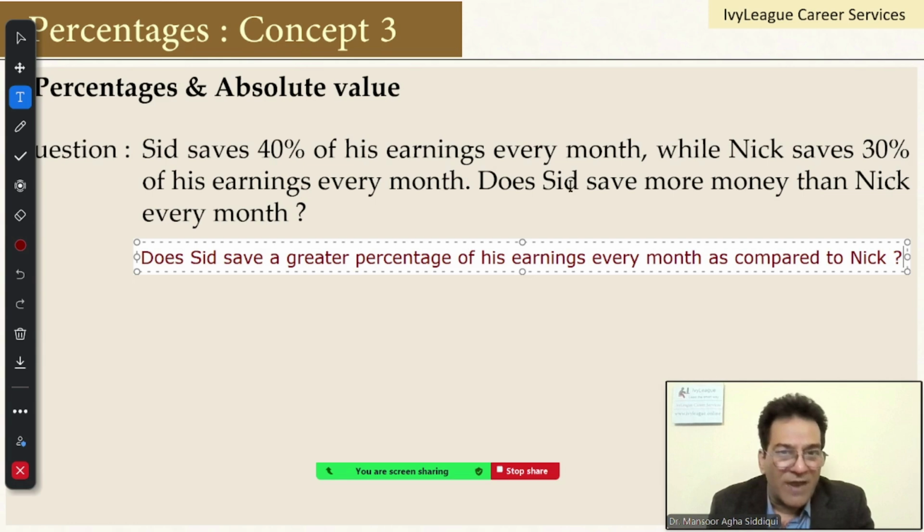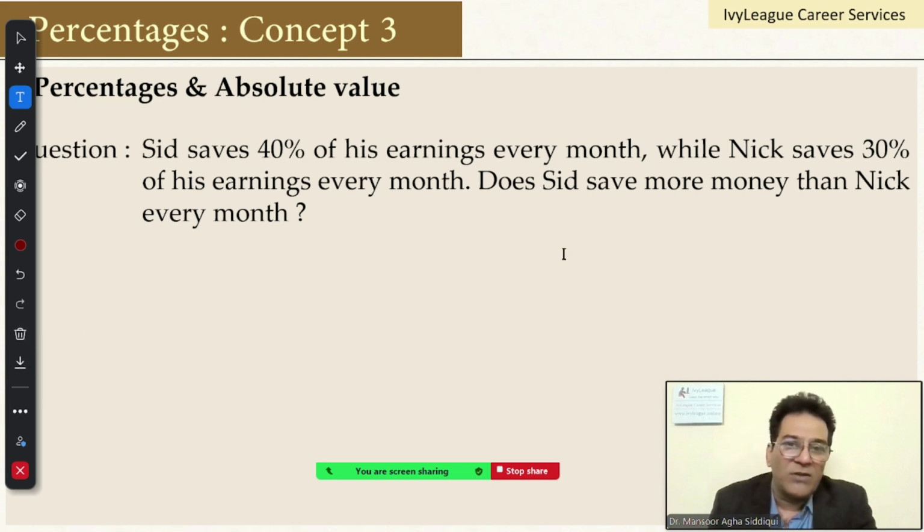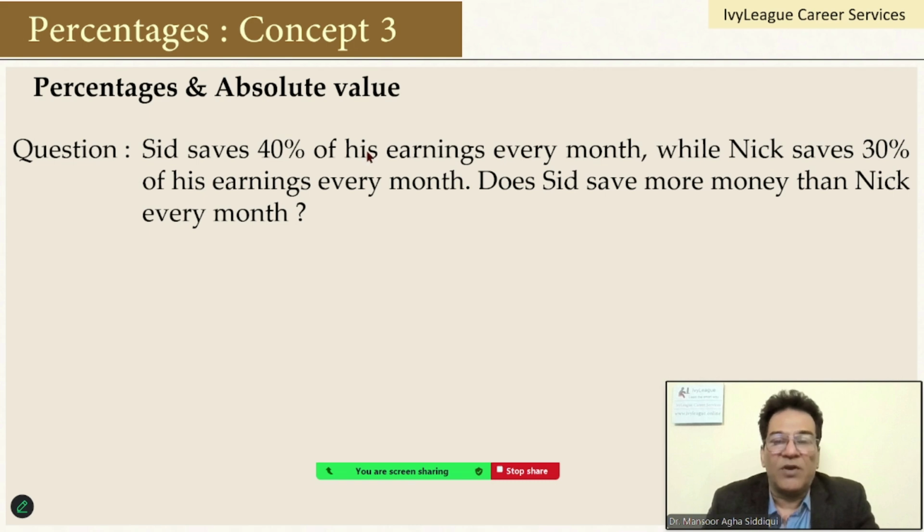Suppose the question would not have asked this thing, and the question would have asked, does Sid save a greater percentage of his earnings every month as compared to Nick? Then the answer was a yes. But as far as this question is concerned, does Sid save more money than Nick? This is a question whose answer we do not have much of an idea about because the data is missing. Because this question is not talking about the absolute value of money which Sid earns or the money which Nick earns. This data is missing, so we cannot tell the answer.